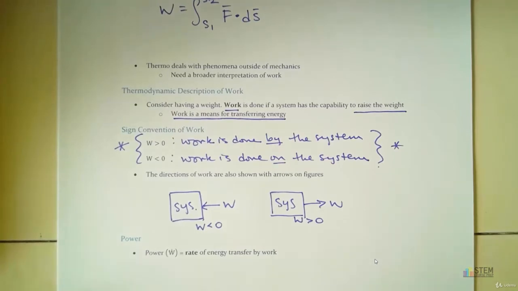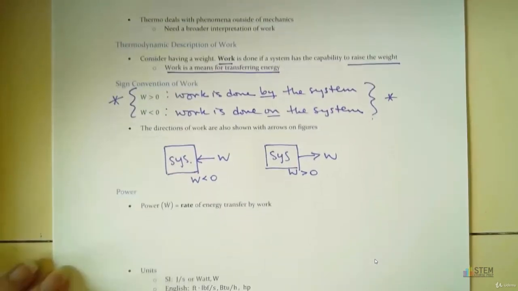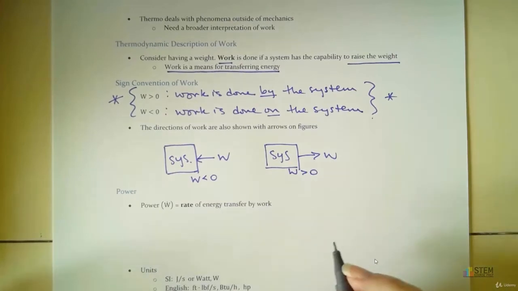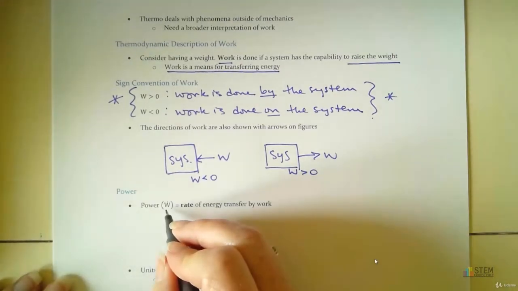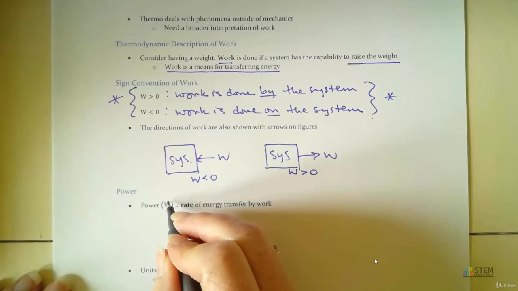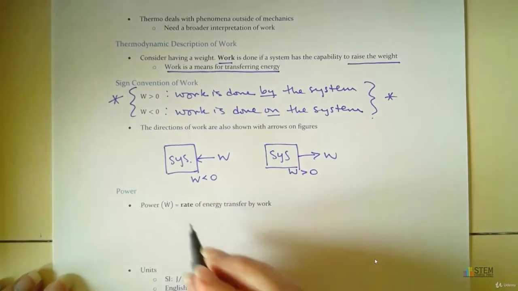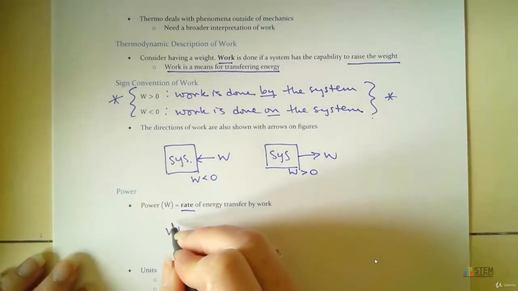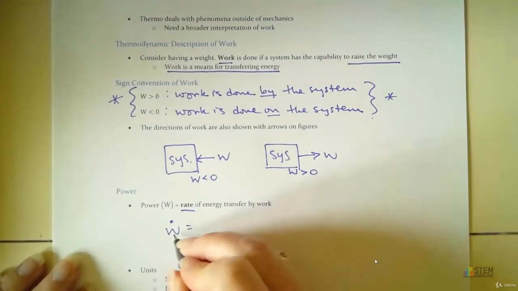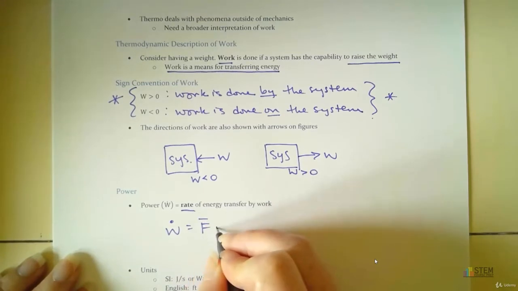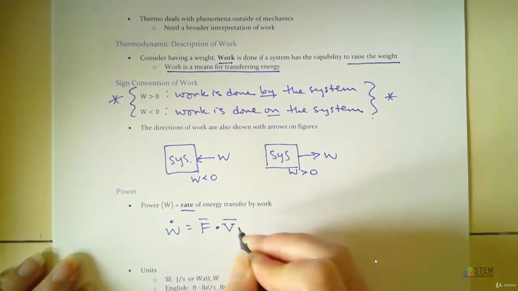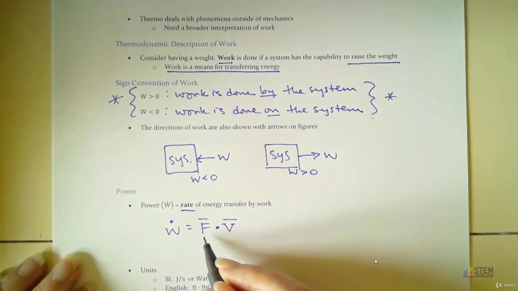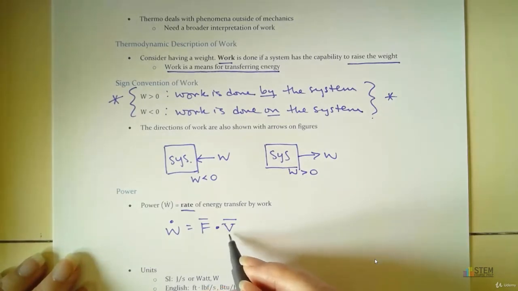Okay. Now power is directly related to work. So our symbol for power is going to be the W with the dot there. And what it is, it's the rate of energy transfer by work. Okay, and our equation is going to be W dot equals F dotted with V. So this is the force, dot product, and then here we've got velocity.